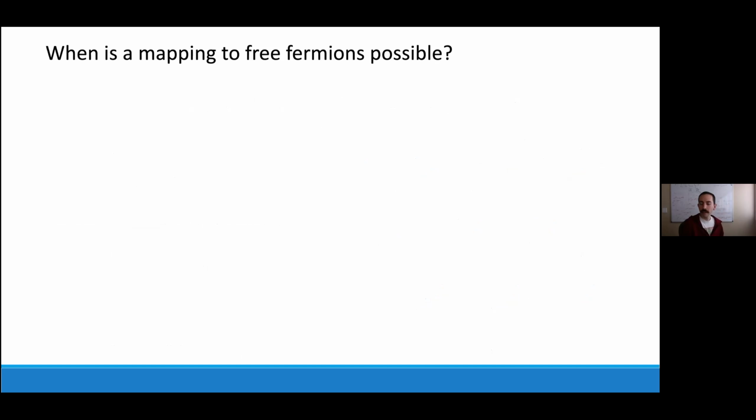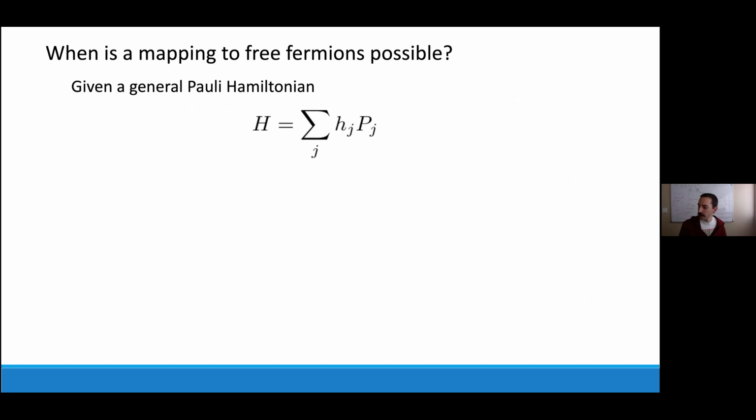Okay, so is there any unifying principle that we might find, given that these 2 prime examples look so different on the surface? The question I want to ask is, when is a mapping to free fermions possible? And can we understand it, as we've already alluded to, just by looking at properties of the graph?